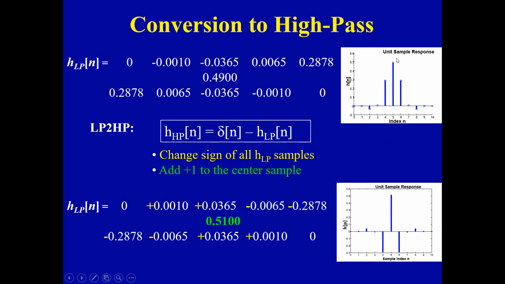So notice that the low pass filter has a sinc function style impulse response. The high pass filter has this characteristic positive surrounded by 2 negatives and then some more tails on the end.